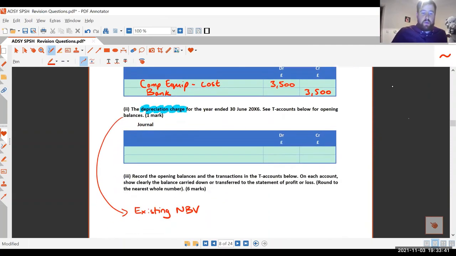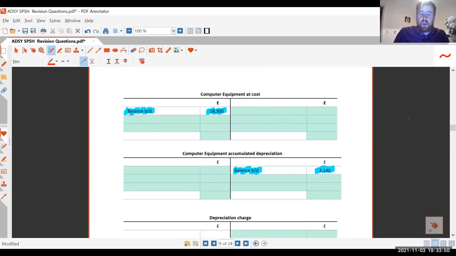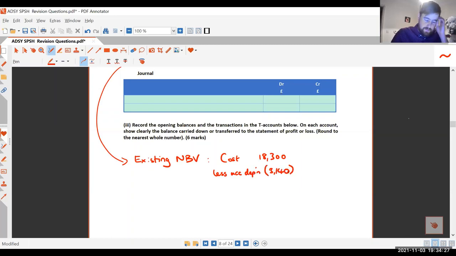So my starting point here, I need to consider the net book value of my existing assets. So if I go down the page here, you can see we've got a cost of those original assets of 18,300. And we've already got a little bit of depreciation built up against that. So there's 3,140 coming off against it. Okay, we need to reduce that by that figure. So it's going to be the cost that we had brought forward of 18,300 less any accumulated depreciation of 3,140. So we know the assets that we already have in the business have a value there of 15,160, like so. That's what we've got to start with.